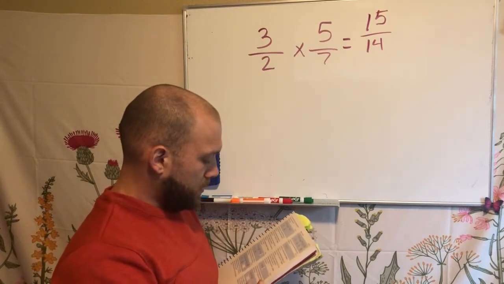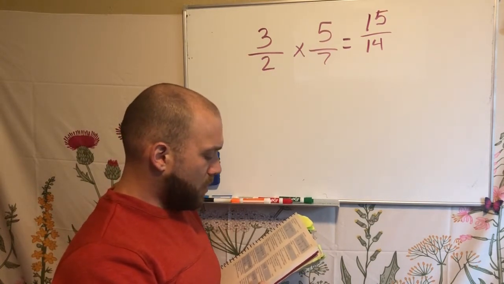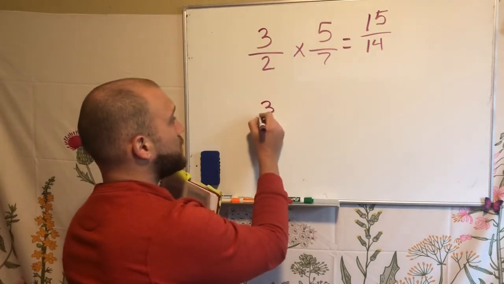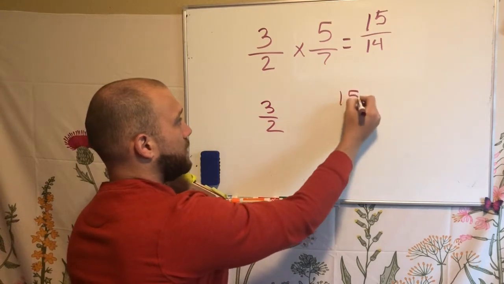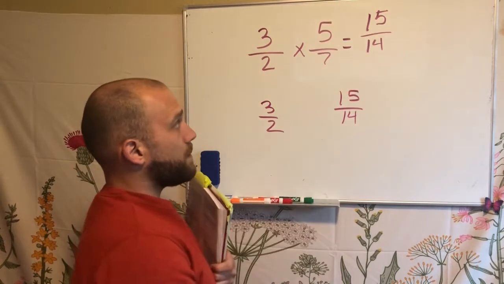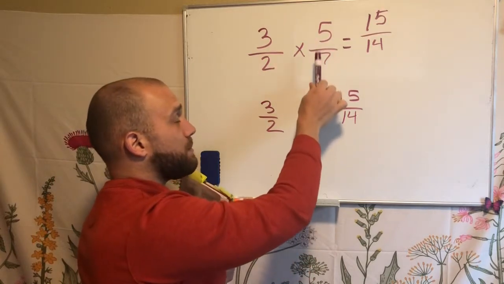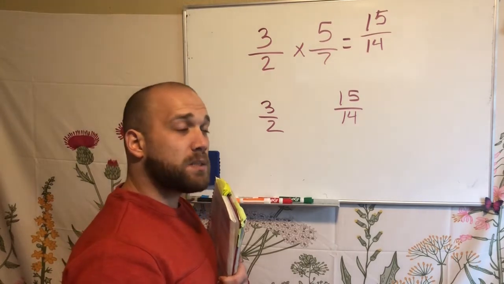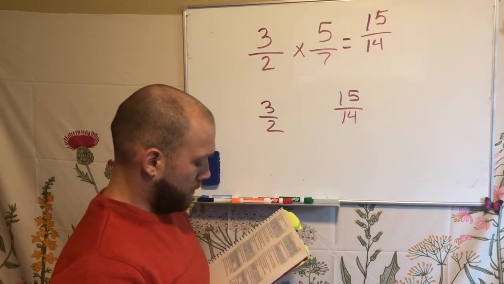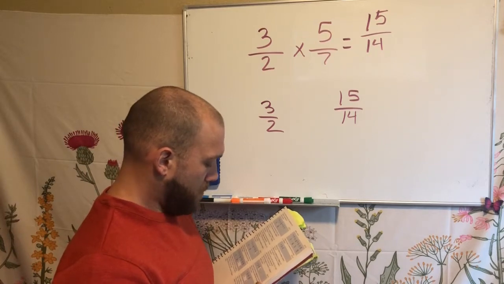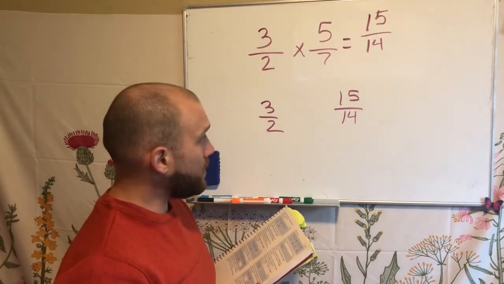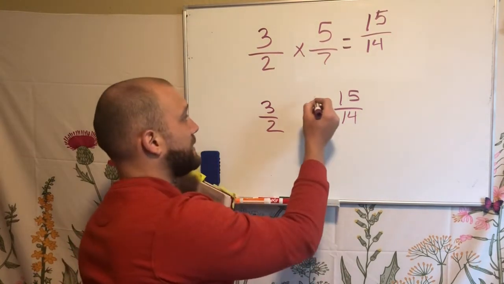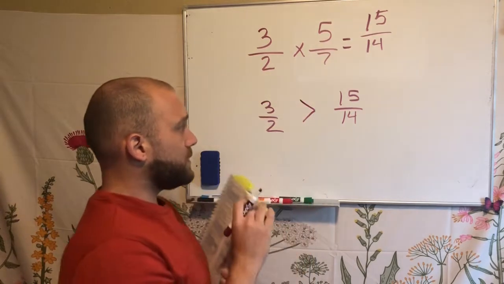15/14. So I'm going to write the statement to show if we end up with more or less than what we started with. So we're checking our work. So now we're saying 3 halves and 15/14. Now remember, if we're multiplying it by a fraction that is less than 1, we're going to end up with a number that is smaller than what we started with. So is 15/14 more than or less than 3 halves? It's less than. So this is going to be the bigger number.